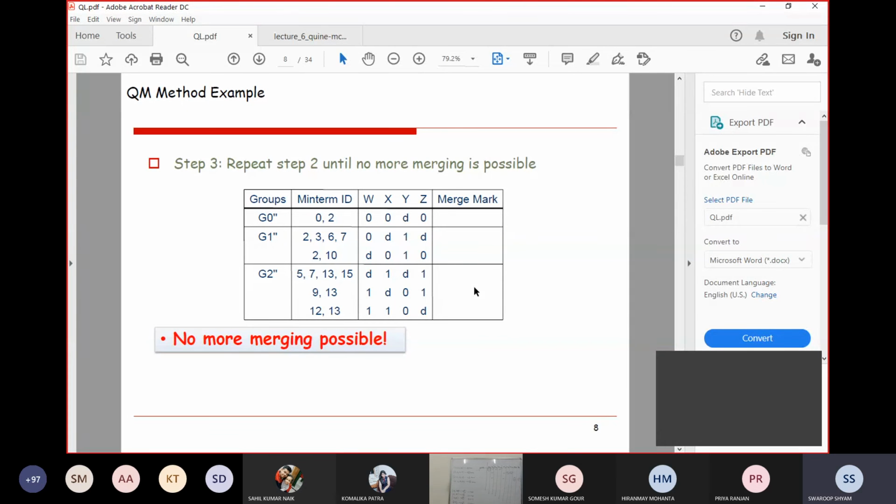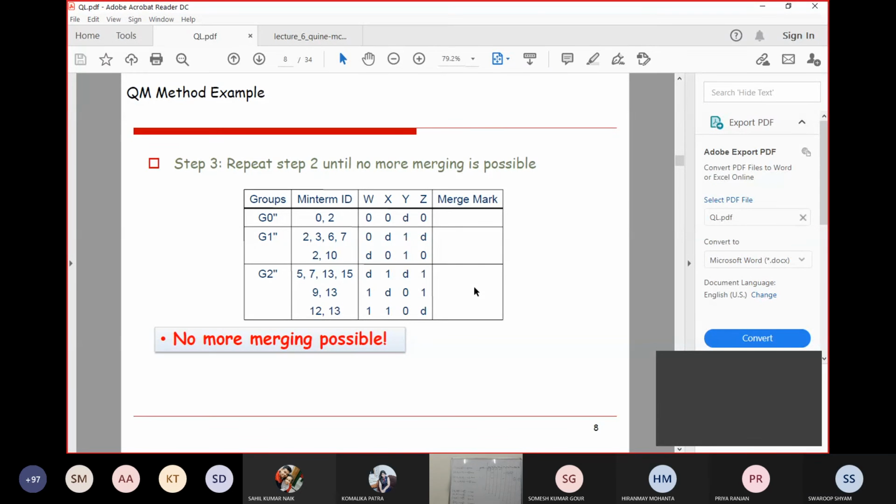Ma'am, I have a doubt. Yeah, please go ahead. After finding some terms, we are doing this method of ticking and seeing in which column there are the least number of ticks, and then for that column we are writing those terms. I am not able to understand why we are excluding the other terms.